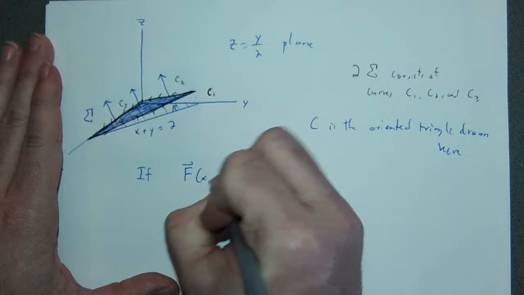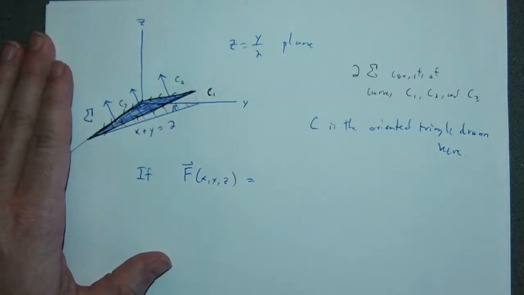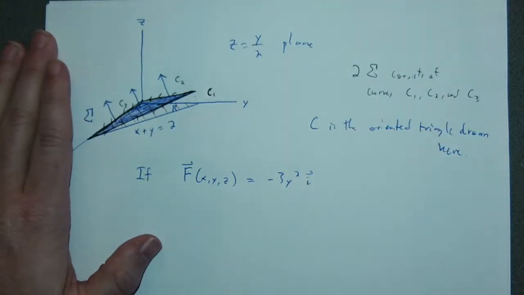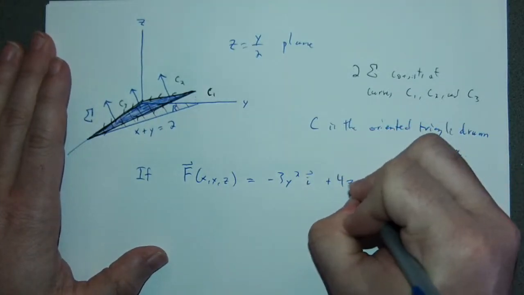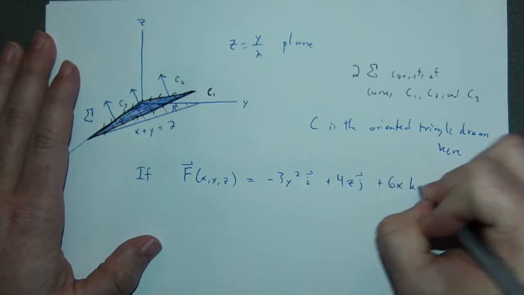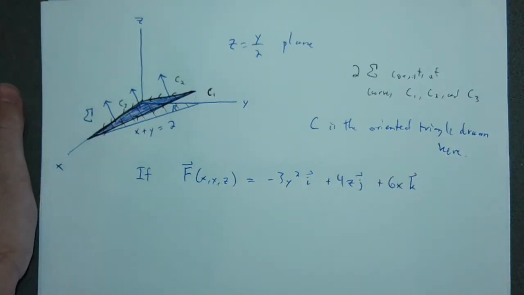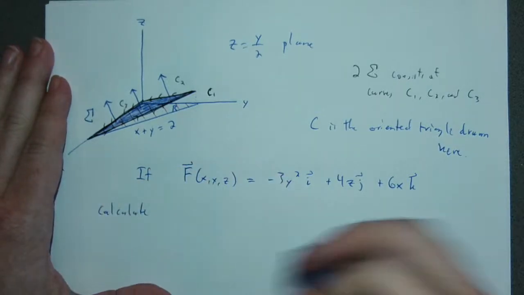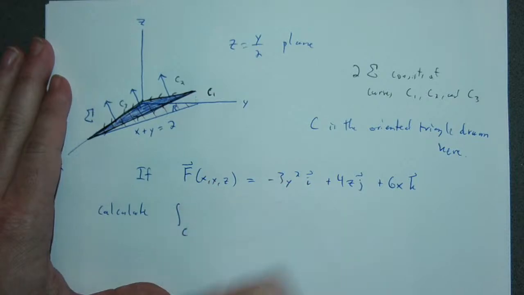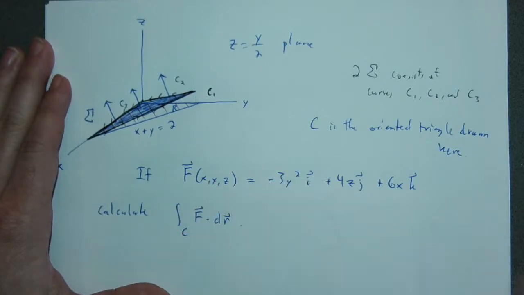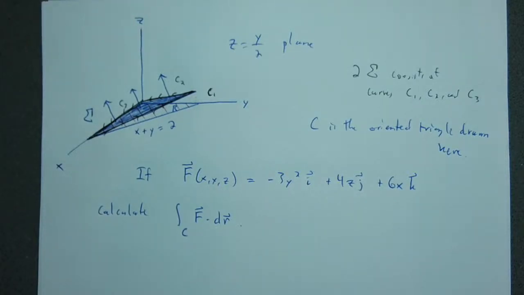if F of x, y, z is the vector field minus 3y squared i plus 4z j plus 6x k. Calculate the line integral over C of that vector field. So this is the quantity I want to compute.